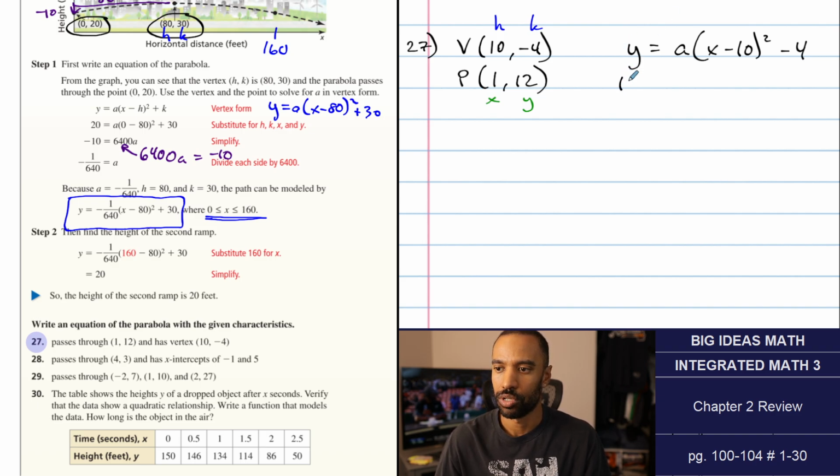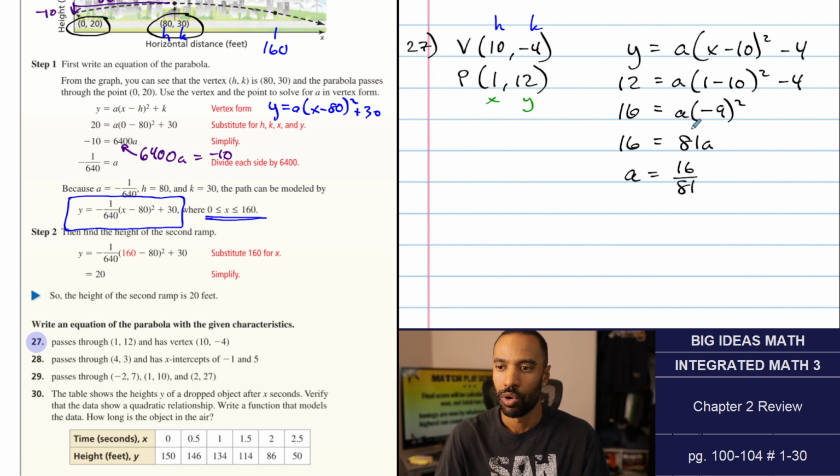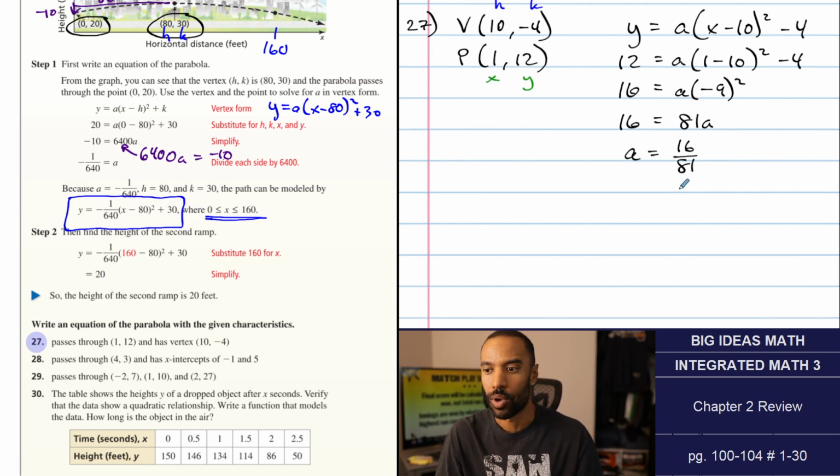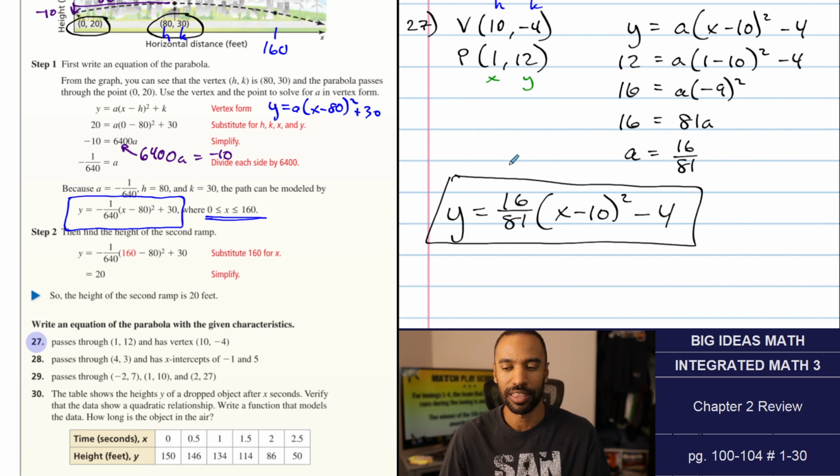So I can substitute 12 for y, 1 for x, and I get 12 equals a times 1 minus 10 quantity squared minus 4. I'm going to add 4 to both sides to get 16, and here I get -9 quantity squared. -9 squared is 81, so 81 times a. Divide both sides by 81, and you get a equals 16 over 81. And I don't think that can reduce. So I'm going to go ahead and just write that out as y equals 16 over 81 times x minus 10 quantity squared minus 4. Very strange equation. They don't ask us to do anything else with it, so I'll leave it at that.